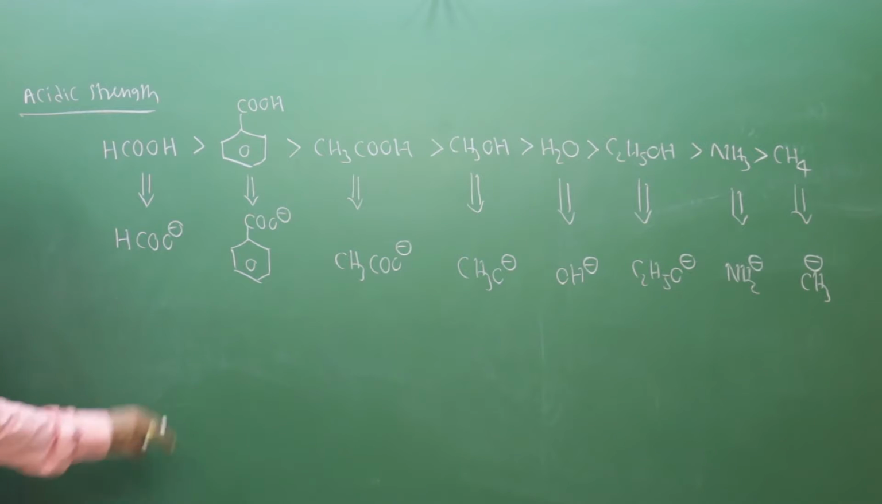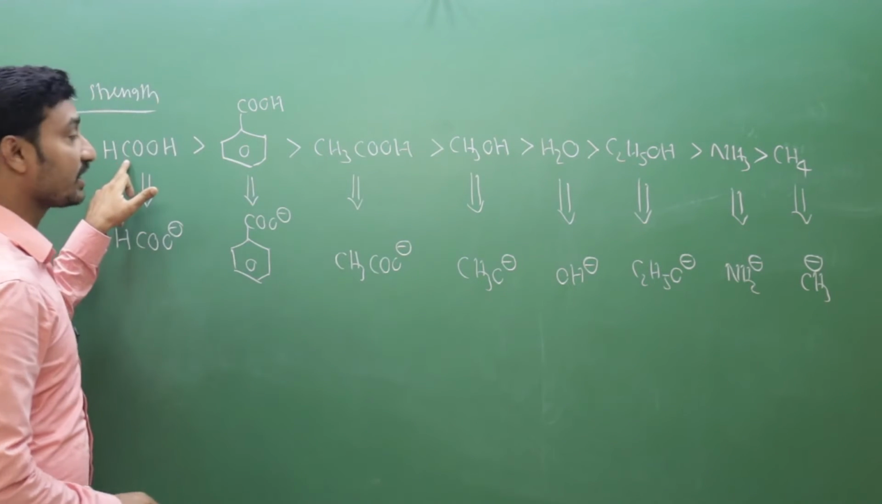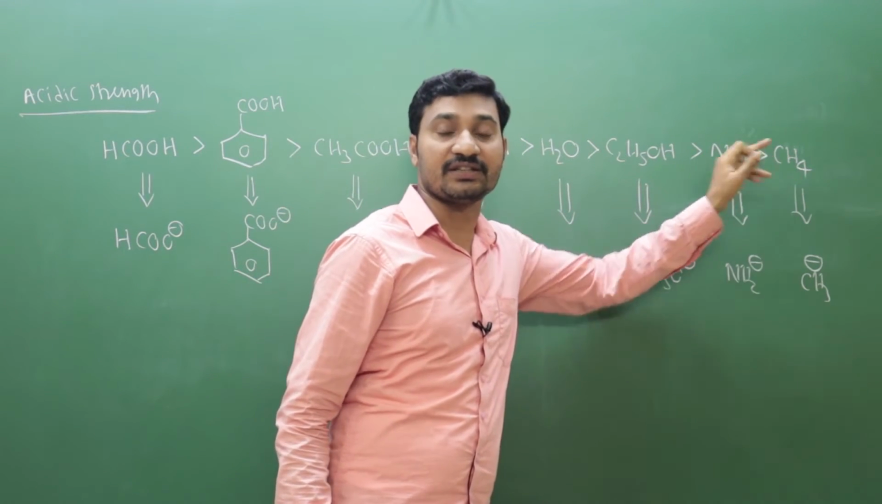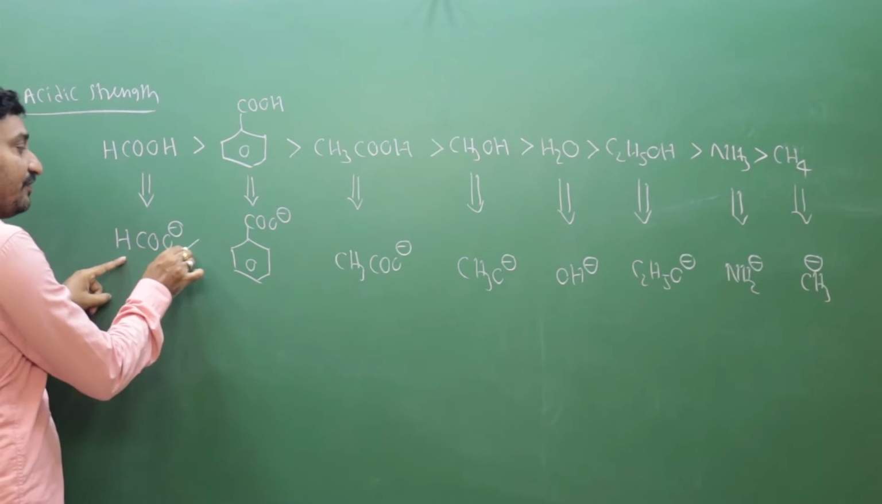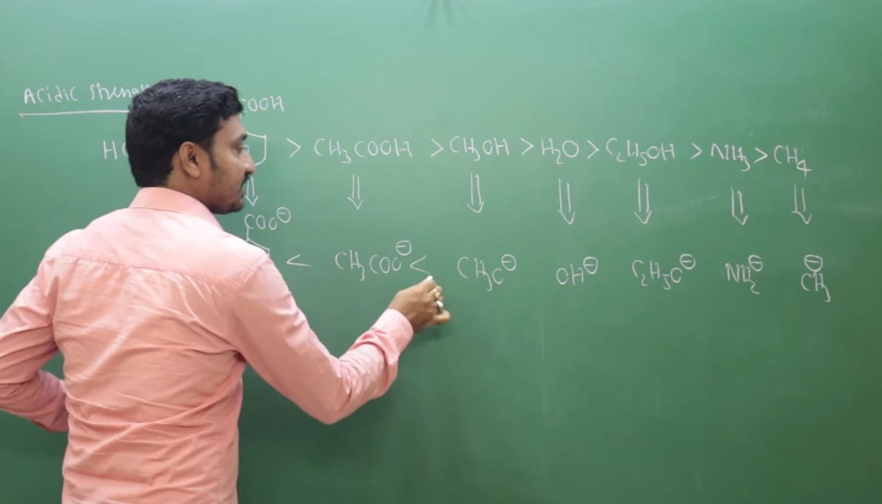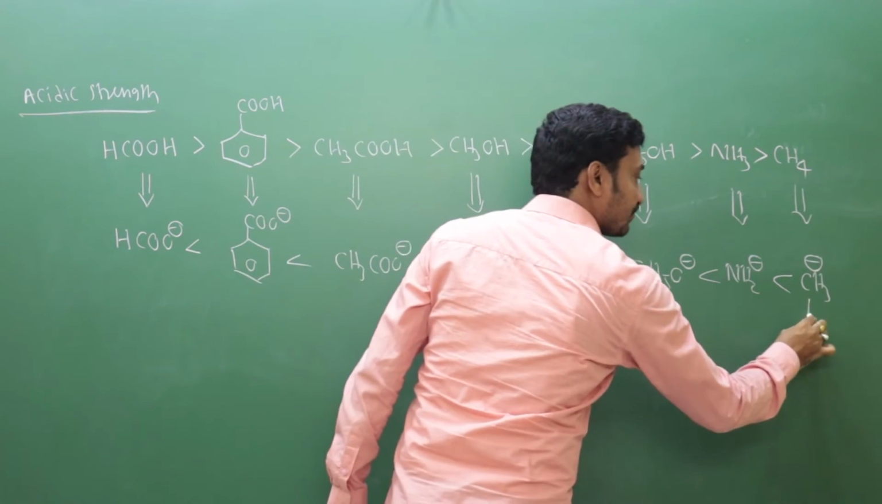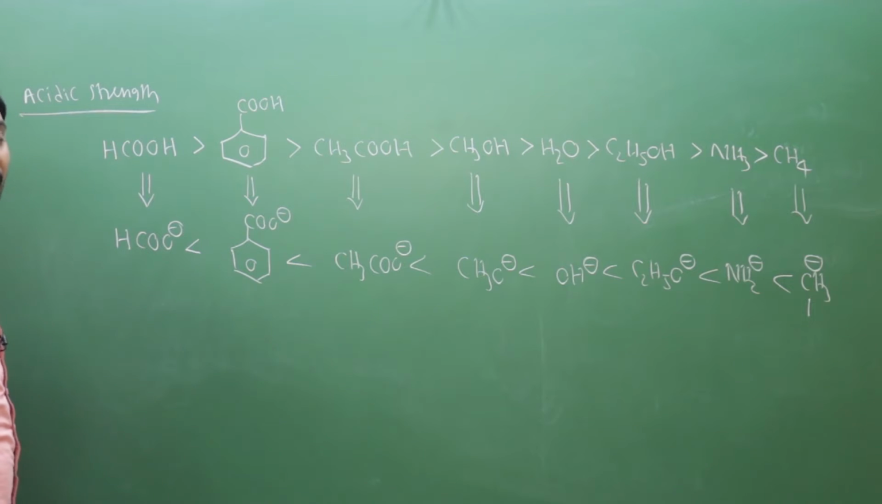Now tell me, this is the strong acid, right? Among all, this is the strong acid. Which one is the weak acid? CH4 is the weak acid. That's why the conjugate base order is reversed. So this is a weak base. So, basic strength order: which one is the strong base? Among all, CH3 minus is the strong base.